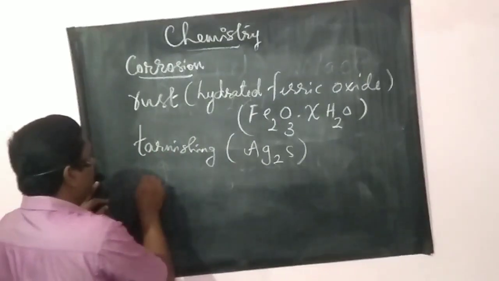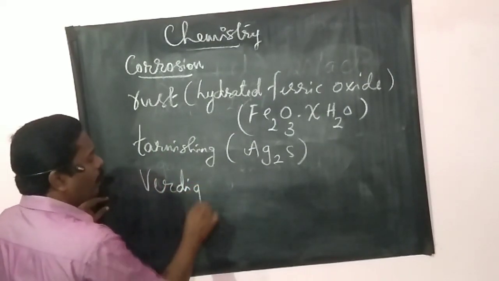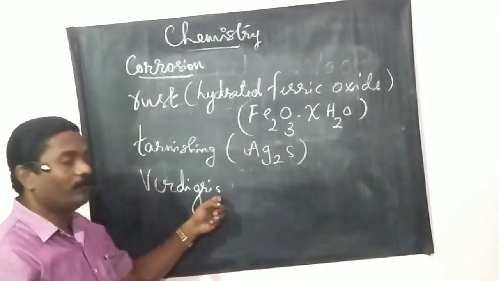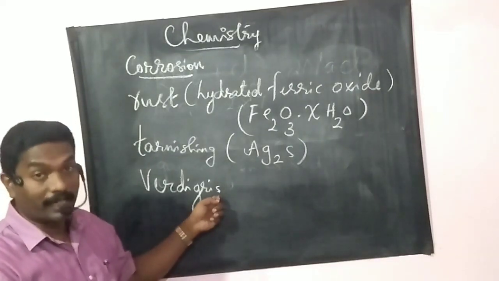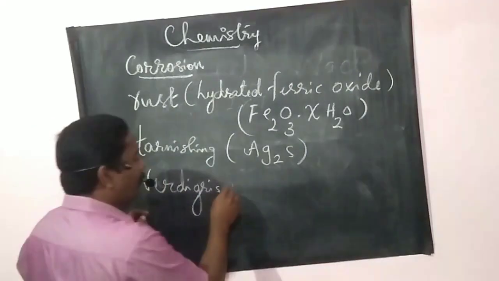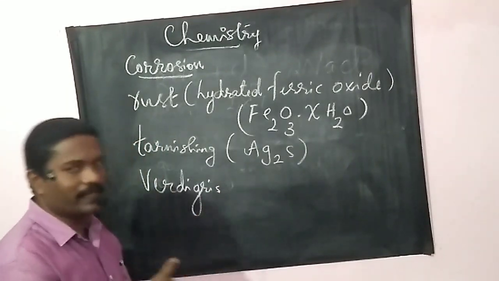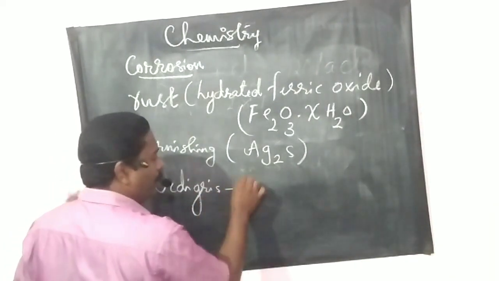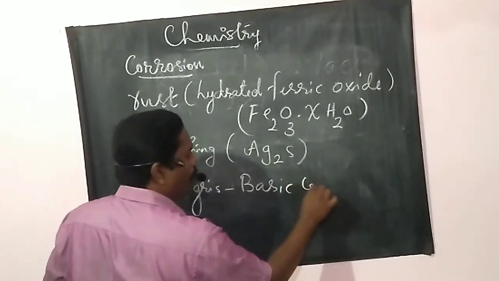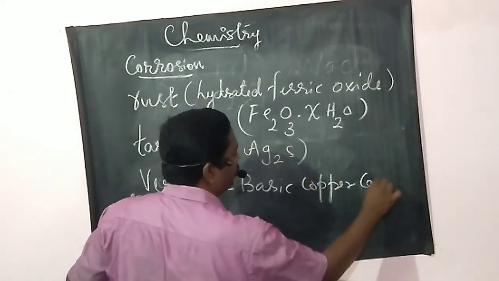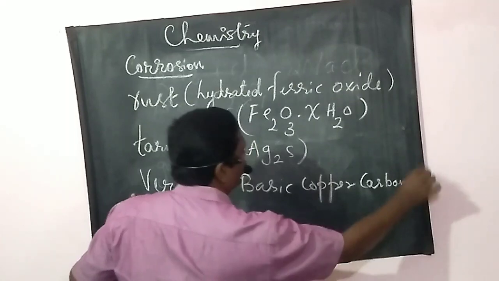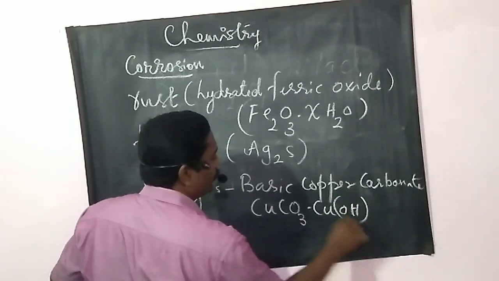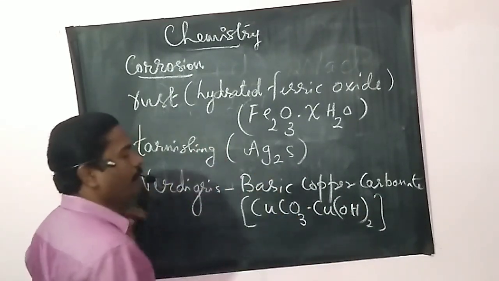And next one, the formation of a green coating on copper utensils. It is what we call verdigris. This green coating on copper utensils is called verdigris. And the chemical name is basic copper carbonate, that is CuCO3.Cu(OH)2. This is the chemical formula of verdigris.